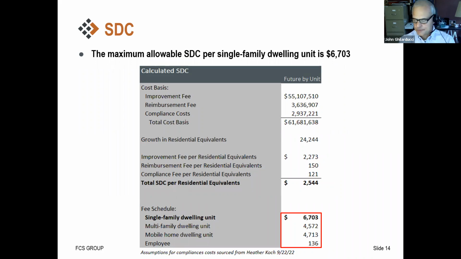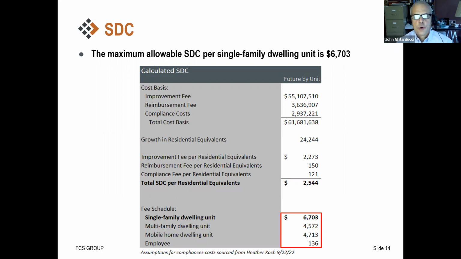Compliance costs are the costs associated with studying SDCs every few years, accounting for the program and administering the program. You add those up over the planning period, and that's the 2.9 million. So the total cost basis, about 61.7 million.